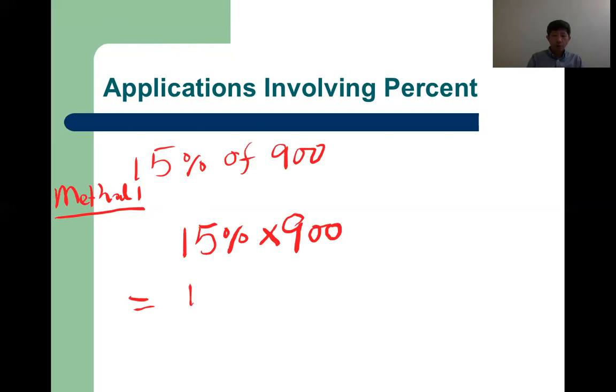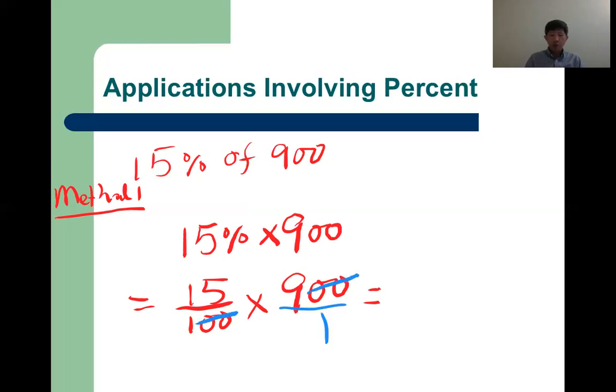So this is 15 out of 100 times the 900, right? And now here, look, the 0 and 0 we can cancel, right? Because top and bottom we have the same factor 100. So we take 15 times 9. So therefore, the answer is 135, right? Next problem.